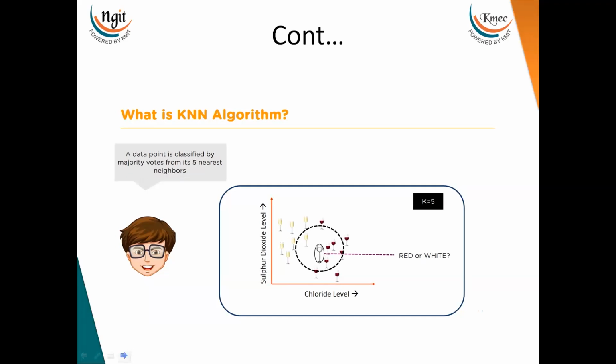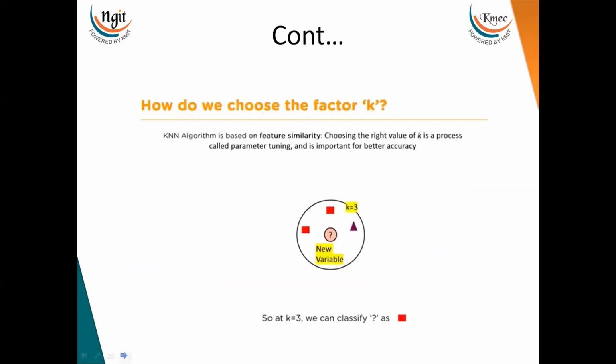Okay, so understood how it is working. We have to decide the K value. So in this scenario, we have taken K value as 5 and we have taken the decision that this particular sample data belongs to red wine because most of the data points which we have taken into consideration belong to the red wine class. So this new data point also belongs to red wine. So I hope it is clear.